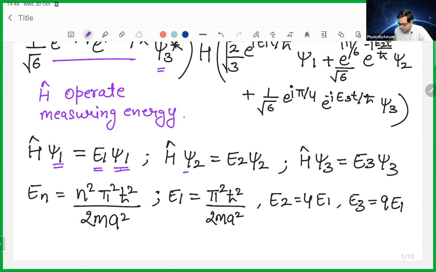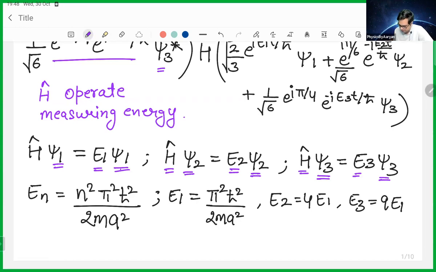Similarly, if you are in state phi2 and you measure energy, basically you are operating H cut. In that case, you will get energy E2 and you will remain in the system state phi2. If you are in state phi3 and you operate H cut, then you will get energy E3 and you will remain in the state phi3.